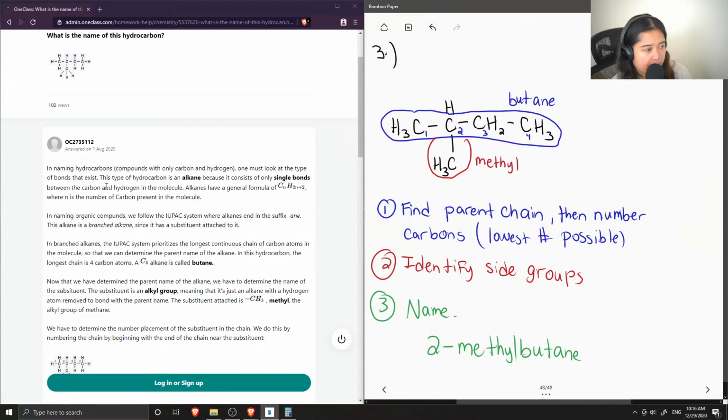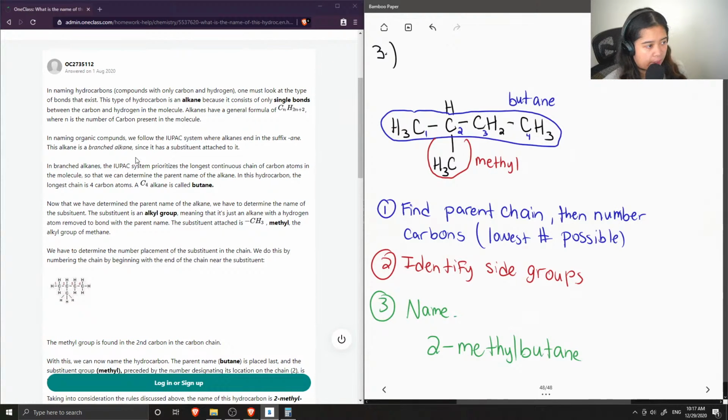In naming hydrocarbons, compounds with only carbon and hydrogen, one must look at the type of bonds that exist. Yep, so everything was a single bond for our example. So this type of hydrocarbon is an alkane because it consists of only single bonds in the molecule. Alkanes have a general formula, CnH2n+2, where n is the number of carbons present in the molecule. In naming organic compounds, we follow the IUPAC system where alkanes end in the suffix -ane.